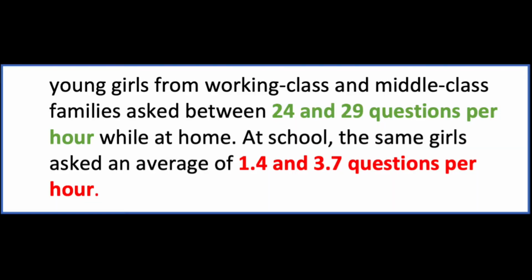But the process of students asking their own questions dissipates long before they reach the ivory tower. A study in the Journal of Child Psychology and Psychiatry pointed out that young girls from working class and middle class families asked between 24 and 29 questions per hour while at home. At school, the same girls asked on average 1.4 and 3.7 questions per hour. Why did this happen? Why are young people interested and eager to explore the worlds outside of school, but in school become passive bystanders of their educational process?